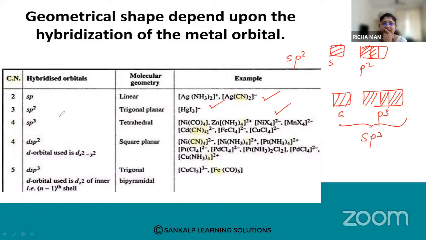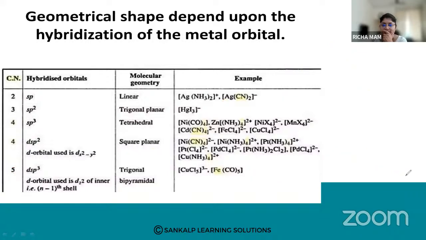When you have sp2, it will show trigonal planar. Linear means like this: the metal will be in the center with two ligands at two corners, and this is your trigonal planar. Tetrahedral is the metal here, and this is tetrahedral. Then if you have coordination number 4 again, and it is using dsp2, using the inner orbitals, it will give rise to square planar. These are the complexes for square planar. If the coordination number is 5, it is going to give dsp3, so it will give you a trigonal bipyramidal.